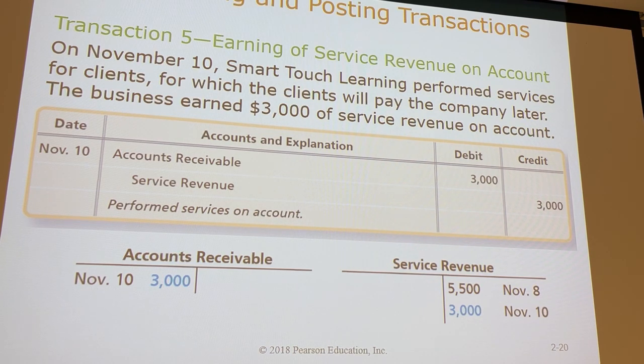Then service revenue is a revenue account that goes up with a credit. So we show a credit to service revenue of $3,000. Then finding the T account for accounts receivable, we put $3,000 on the debit side of that, and we find the T account for service revenue, and we put $3,000 on the credit side of that T account.